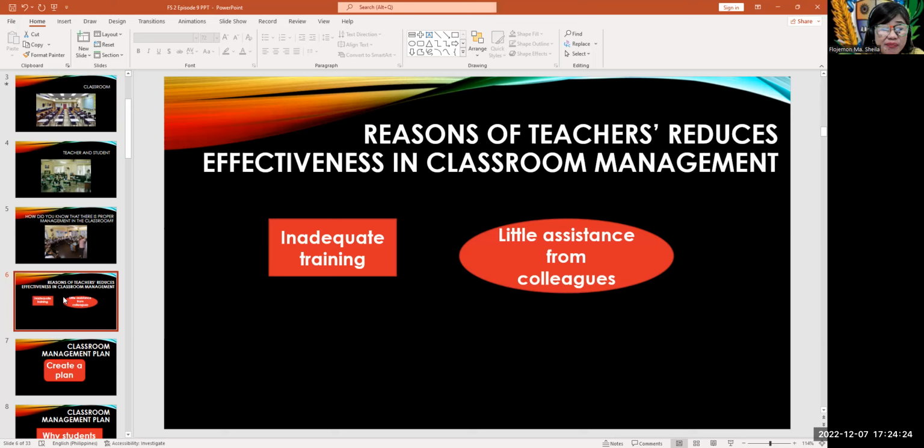And aside from that, for them to really become effective inside the classroom, they have to establish a positive and productive classroom environment with their co-teachers, and even with the hired teachers or leaders, supervisors, in their school.